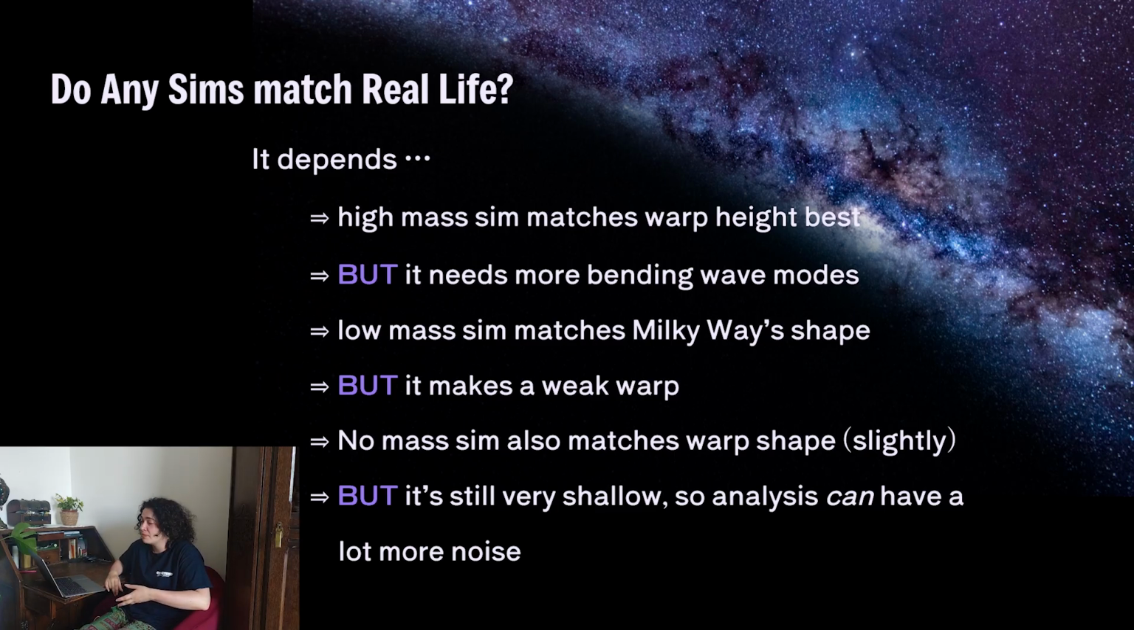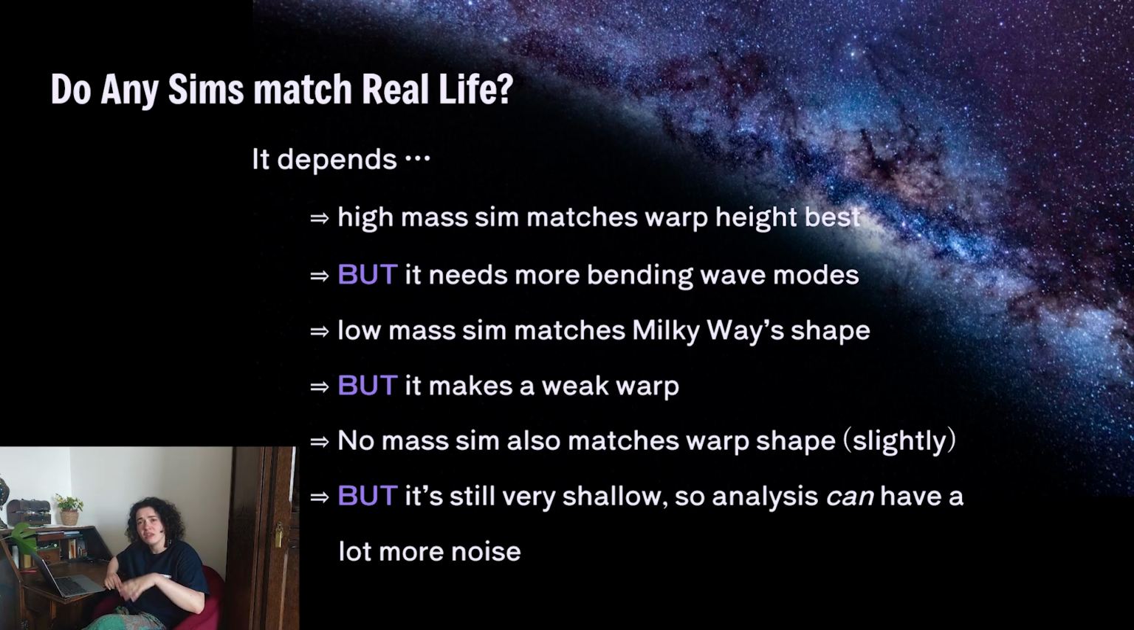So for the high mass sim, you could get the warp height best. Without any of the sine fits, just looking at the raw data, the warp height actually reached around 1.2 kiloparsecs, which is comparable to what we see in the Milky Way. We expect it to be about a kiloparsec within a radius of 16.5 kiloparsecs. That is kind of reassuring, but it needs a lot more bending wave modes, so you need a more complex model to be able to fit it, and we could tell that with the flaring as well. So I wasn't able to get a very accurate analysis with that one, so more work would be needed.